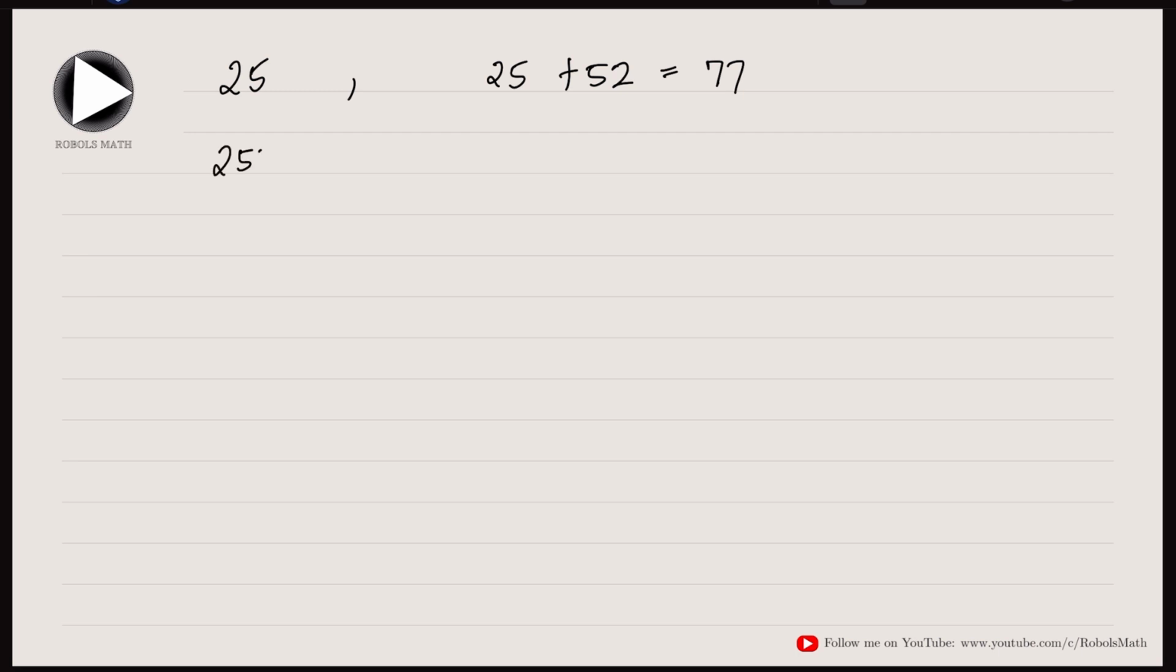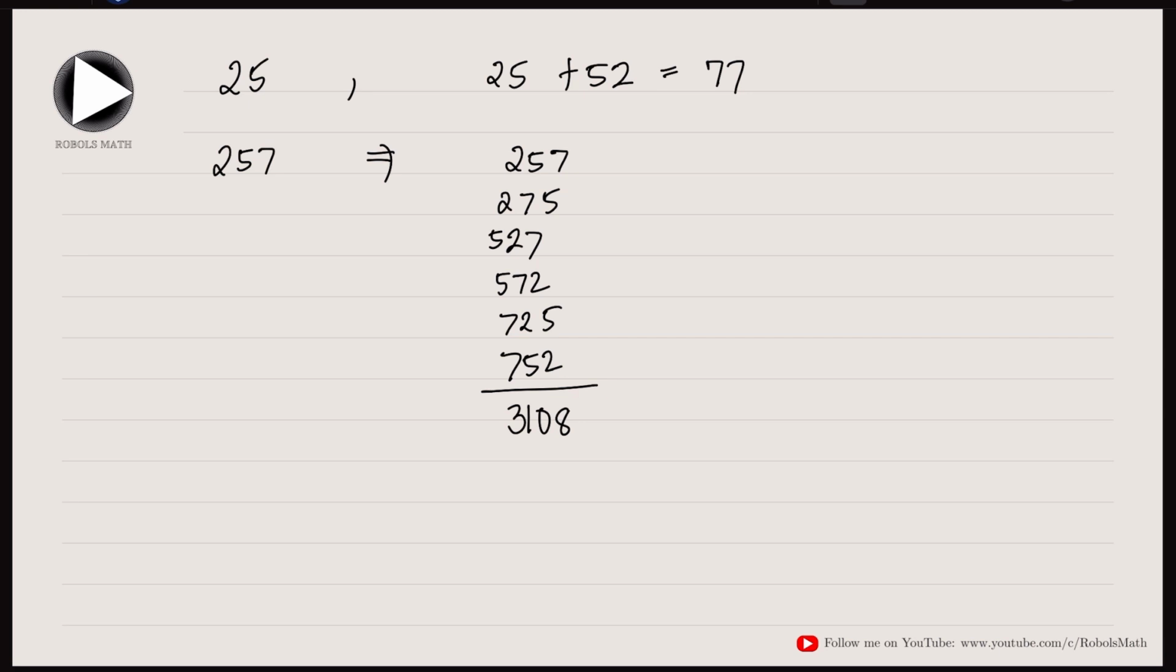Let's say we have 257 and we want three-digit permutations of this. The possible permutations are 257, 275, 527, 572, 725, and 752. Now let's add them. If we add them, and it's up to you to do this, we get 3,108. So this is still quite simple for three-digit numbers because we only have to list six.